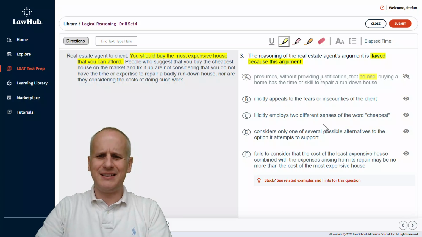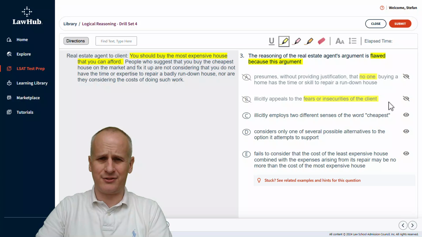Then choice B, illicitly appeals to the fears or insecurities of the client. But fears or insecurities? I mean, maybe the client has those, but I'd have to have a whole lot of additional information to guarantee that's the case. So we can eliminate B as needing additional information. Then choice C, illicitly employs 2 different senses of the word cheapest. It just uses cheapest once over here in the argument. It says cheapest here. There's no other use of the word cheapest, so C is not the flaw.